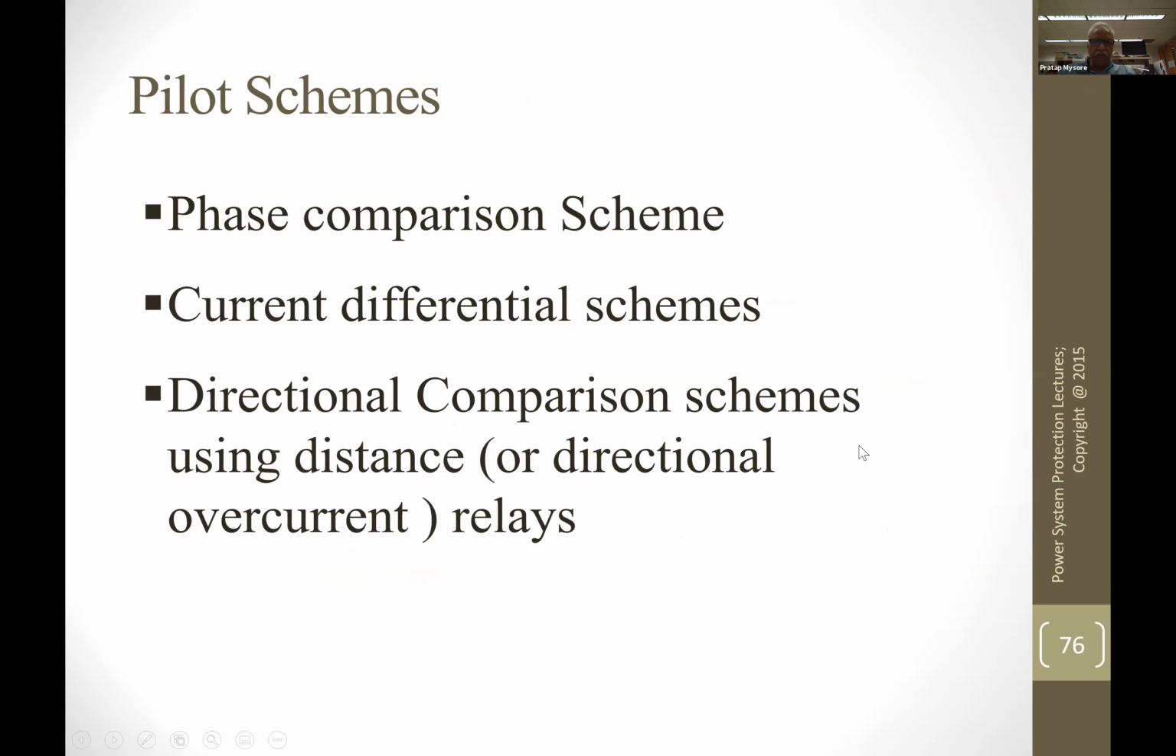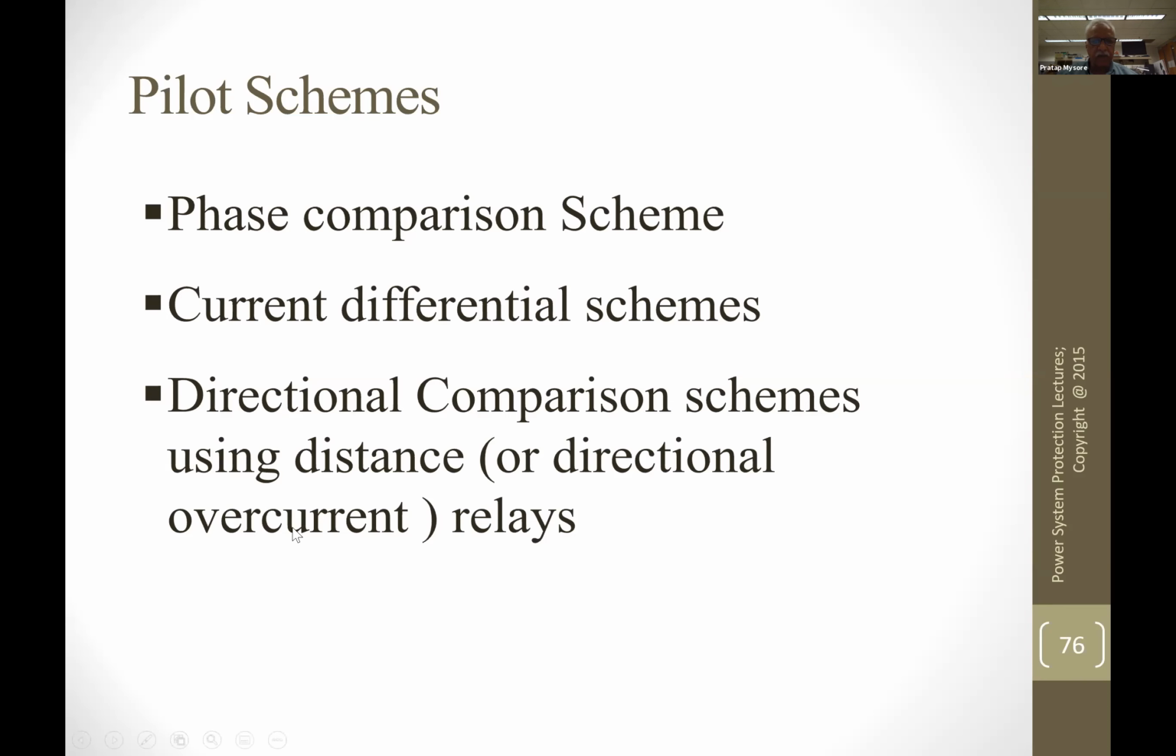But other schemes which we have already talked about are pilot schemes. Pilot schemes are phase comparison, current differential, and then directional comparison schemes. Here, we already talked about current differential and phase comparison, because they exchange the CT current information at both ends, and then make a determination to trip for 100% of the line. So it doesn't have a zone 2 backup as we talk about in the distance elements, but it is a unit protection. So it operates without a time delay for faults within that line section.